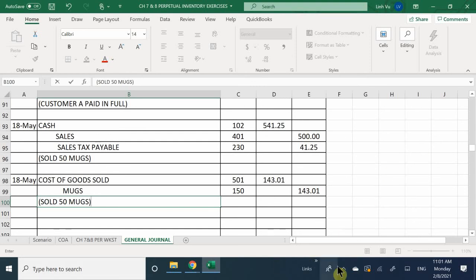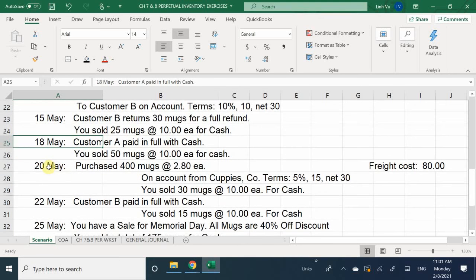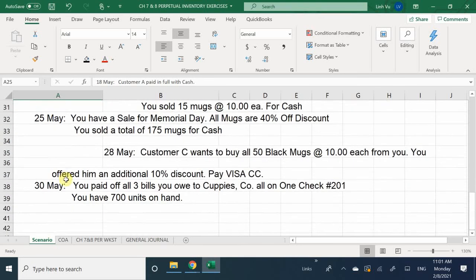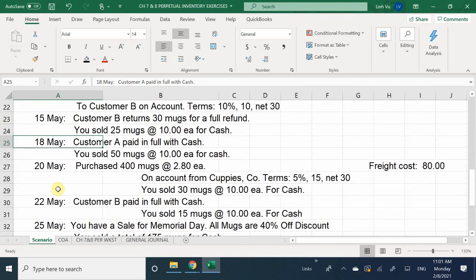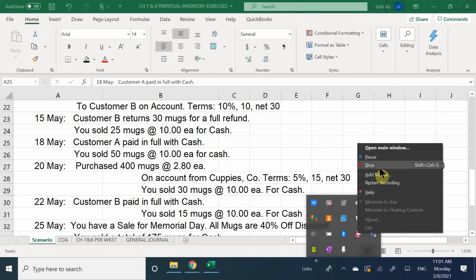So I'm going to stop here, and tomorrow we'll finish up from the 18th. We're going to start on the 20th, and we'll continue all the way throughout. So again, good job, everybody. And if you don't have any other extra questions, then you are free to go. Again, tomorrow we will finish this up.